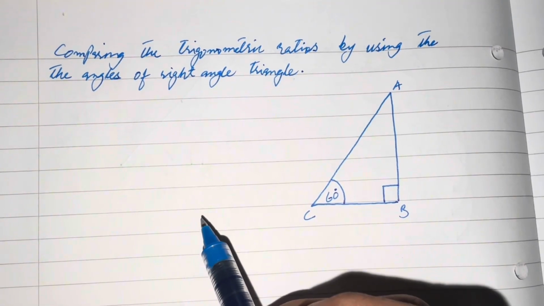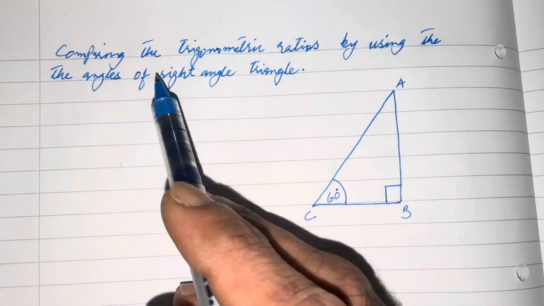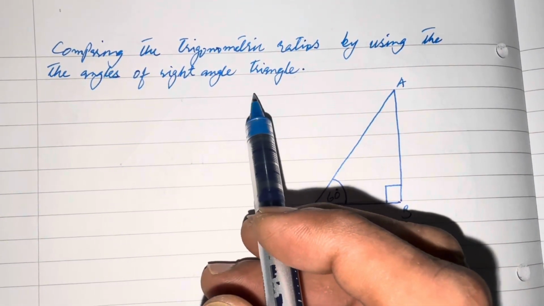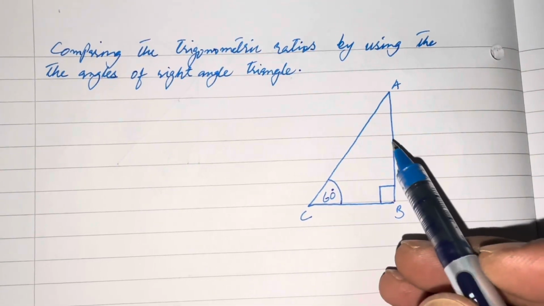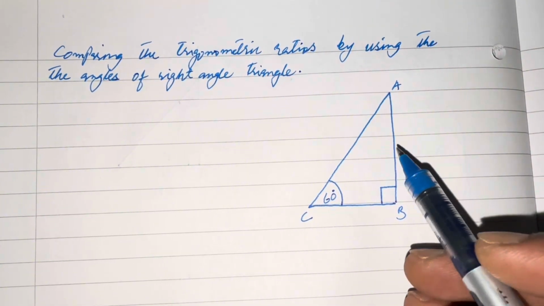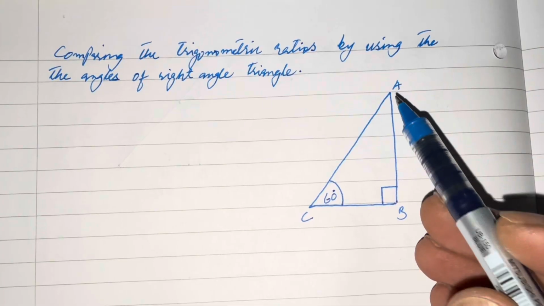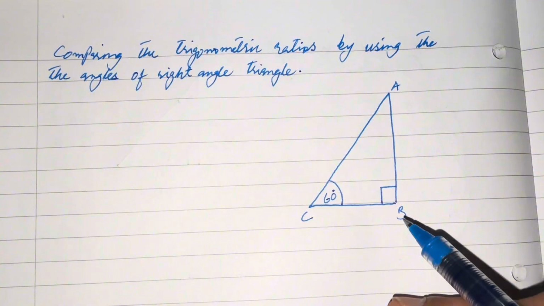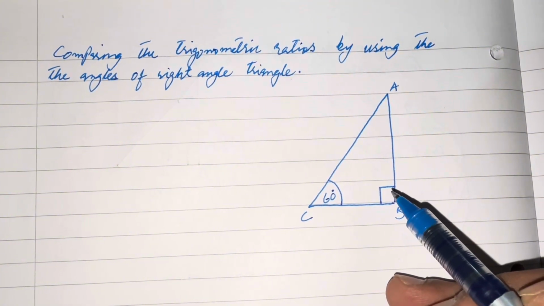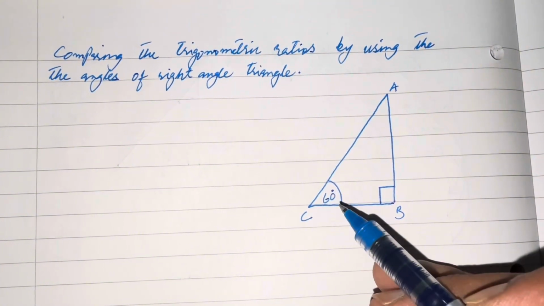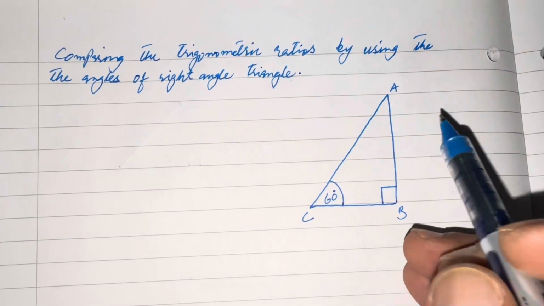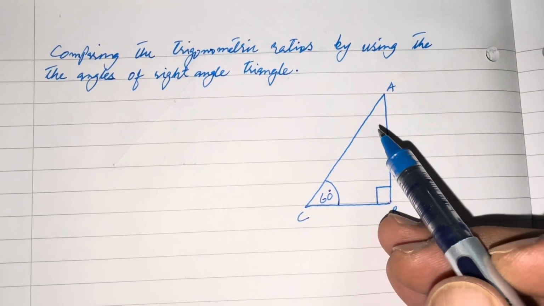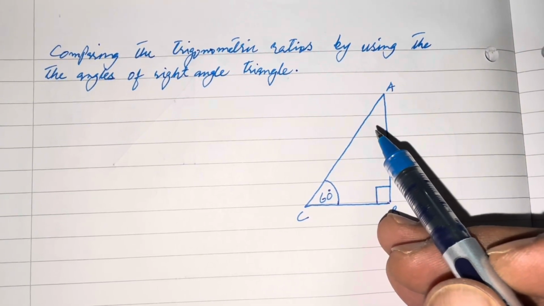So in our today's video we are going to compare the trigonometric ratios by using the different angles of the right angle triangle. So here's the picture, here's the figure drawn as ABC is a right angle triangle. At point B the angle is 90, at point C the angle is 60, and you know that the sum of all these angles of the triangle equals 180 degrees.